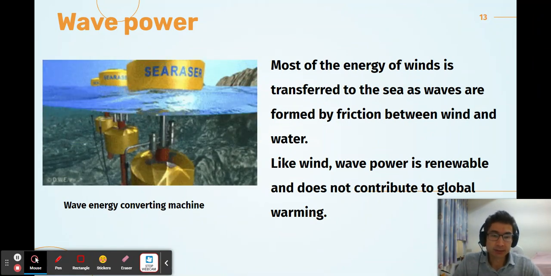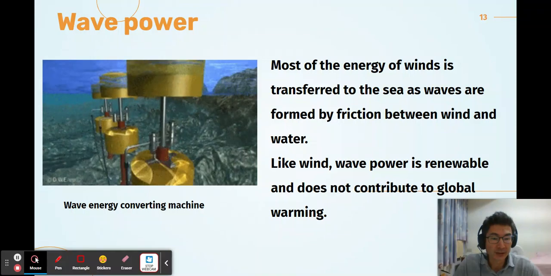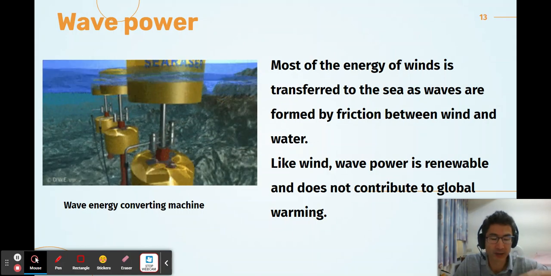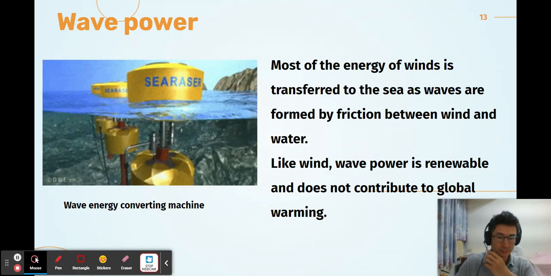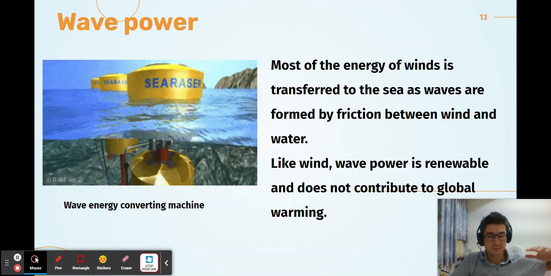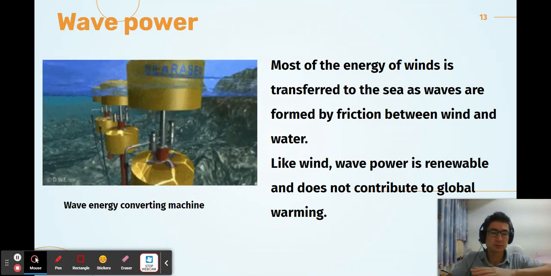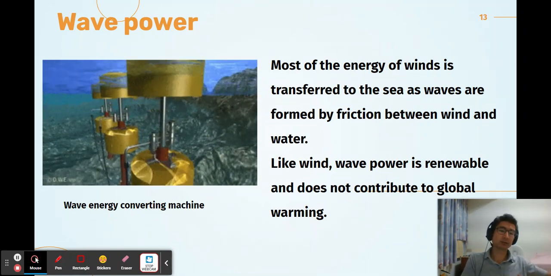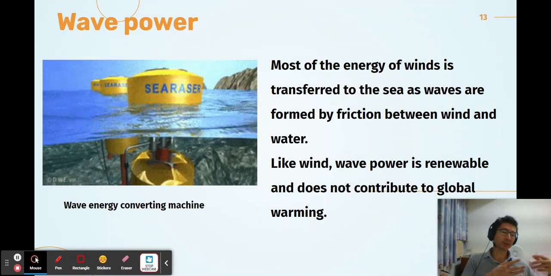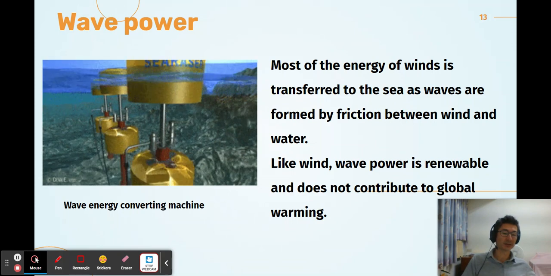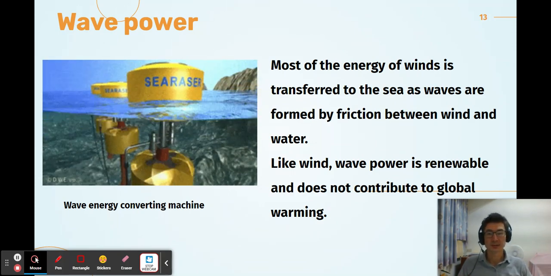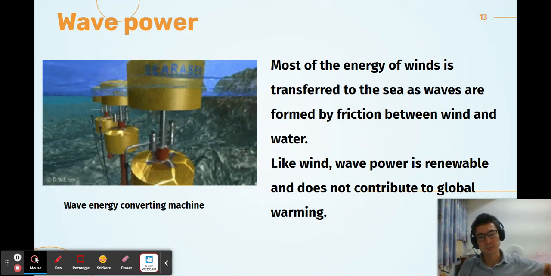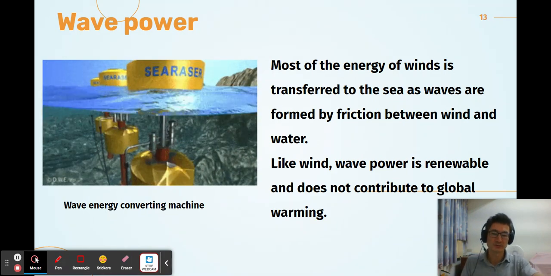Wave energy. Again, most of the wave energy is transferred from wind. So wind, it's a wave, where waves form. Why do waves form? Waves form because of wind friction on the surface of the sea. So wind gains energy from the earth. Sun hits earth, earth heats wind. Some places are more heated, some places are cooled. Where there is more heat, that wind expands, moves fast, and also, because of friction, they make waves.